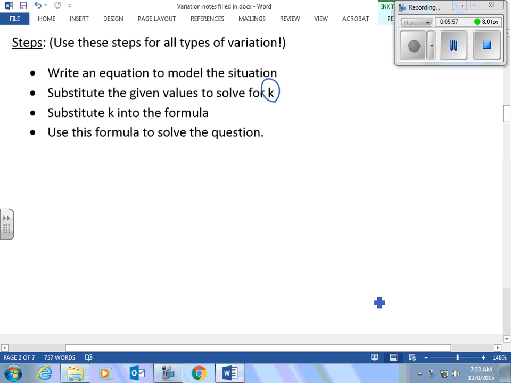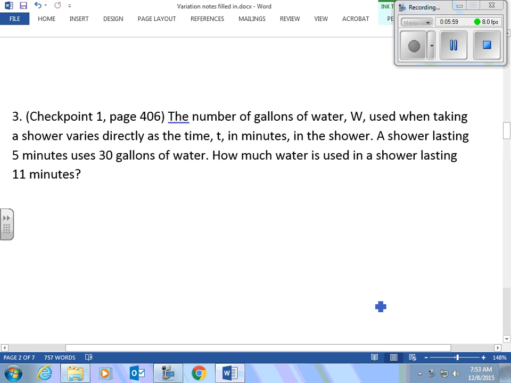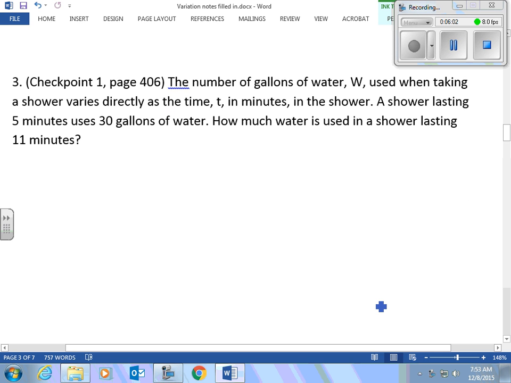So let's move on to an example. This one comes from your textbook. The number of gallons of water, W, used when taking a shower varies directly as the time, T, in minutes in the shower. A shower lasting 5 minutes uses 30 gallons of water. How much water is used in a shower lasting 11 minutes?